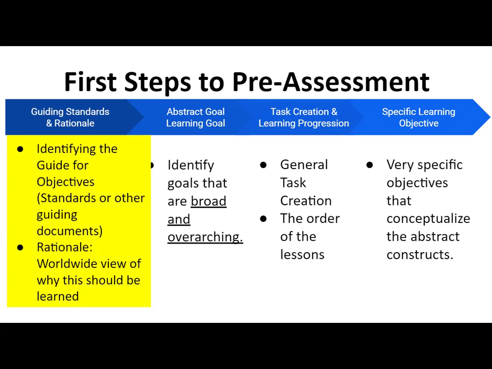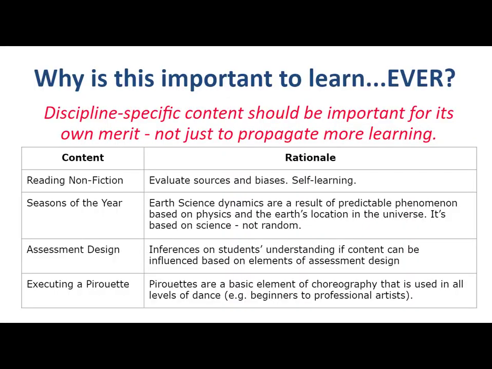The other thing that you want to think about is the rationale for learning this. And the rationale is a worldwide view of why this should ever be learned. So here are some examples of rationale. And when you're looking at the rationale, you want to think about discipline-specific content that is important to learn for its own merit. It shouldn't just be seen as knowledge that you're acquiring so that it can propagate future learning. It's not knowledge that should be acquired so that one day you can use it as prior knowledge.